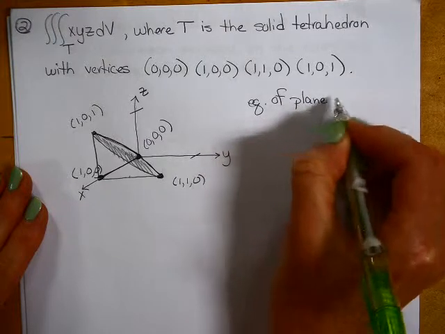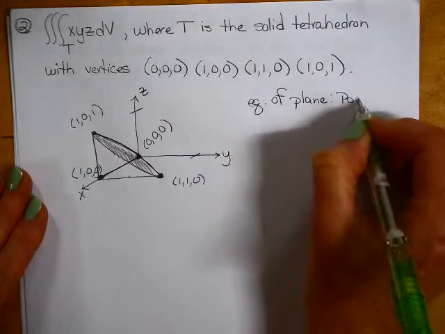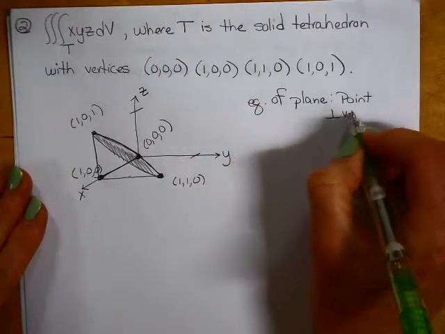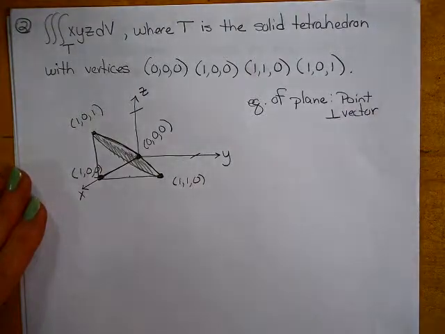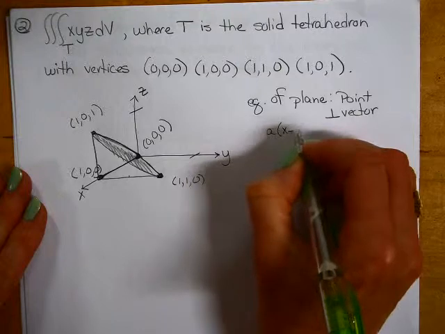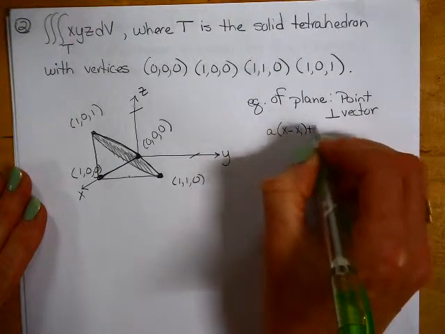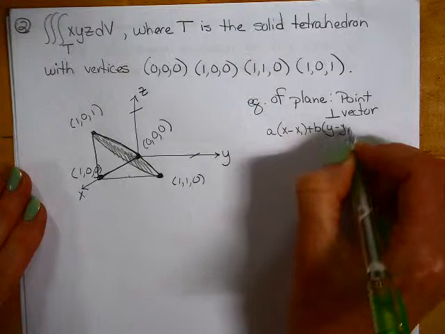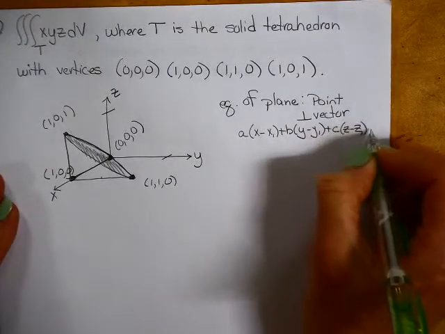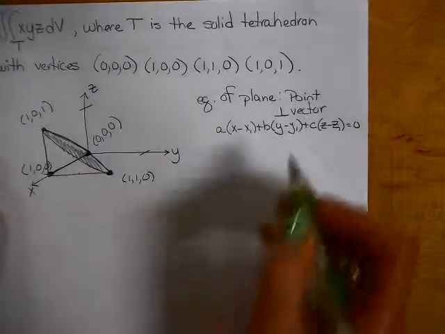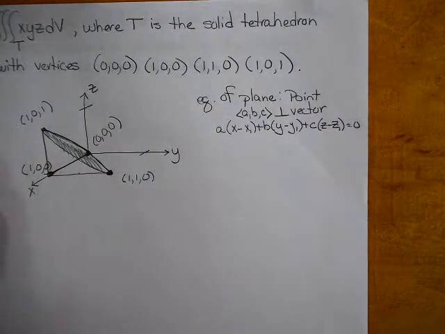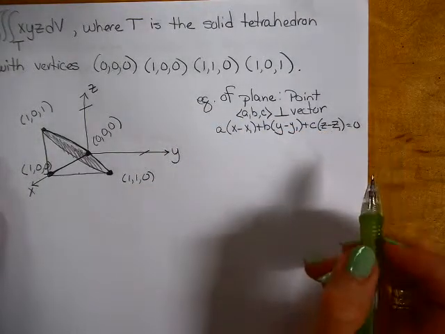Well, for the equation of a plane, remember you need a point, and then you need a perpendicular or an orthogonal vector to get the equation of the plane. And the equation of the plane is a(x minus x1) plus b(y minus y1) plus c times (z minus z1) equals 0, where the orthogonal vector has the components a, b, c, and the point is x1, y1, z1.